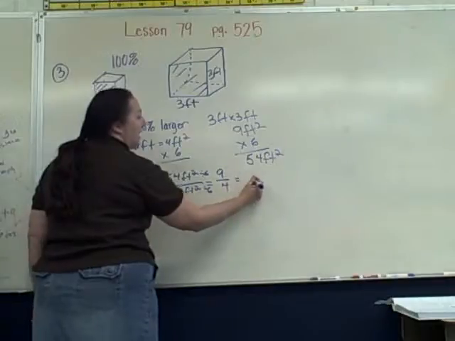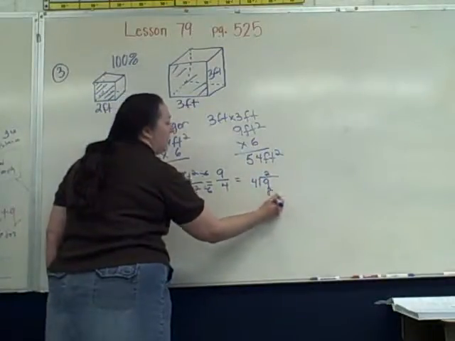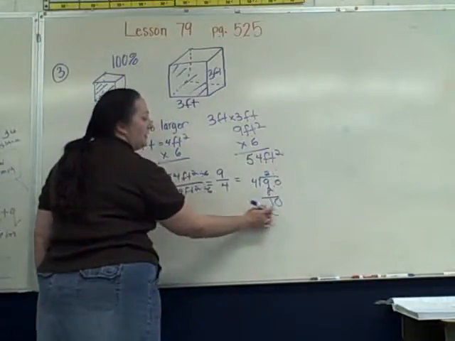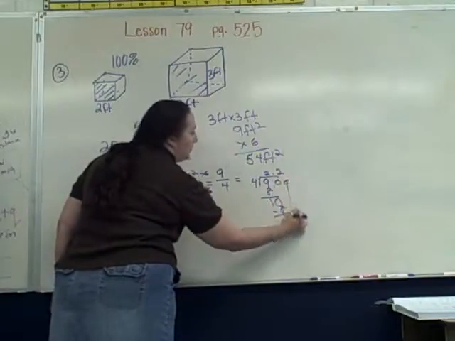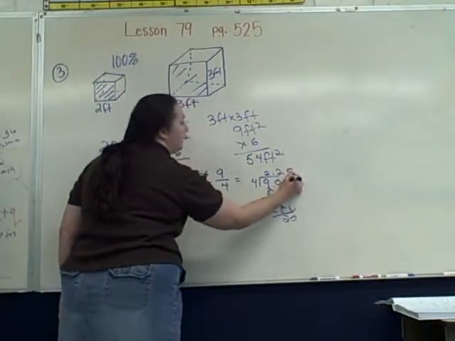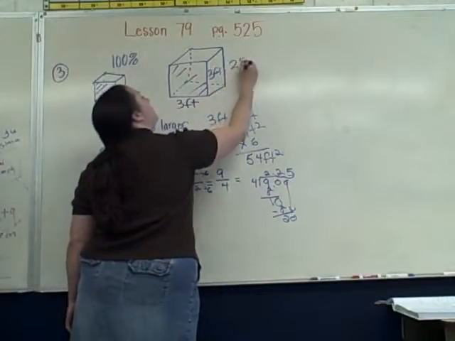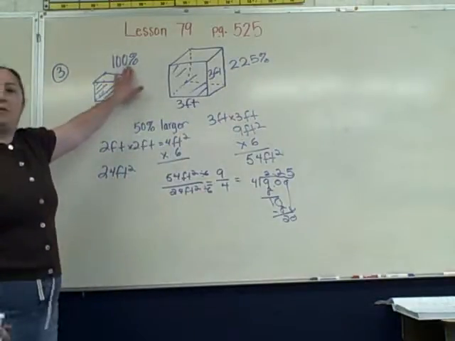This then gets us 4 goes into 9 twice, which is 8, subtract to get 1. 4 goes into 10 twice, which is 8. Subtract to get 2, bring down 1 more 0 to get 20, and 4 goes into 20 five times. Move the decimal 2 spaces. This guy here is 225%, and this one is 100%.